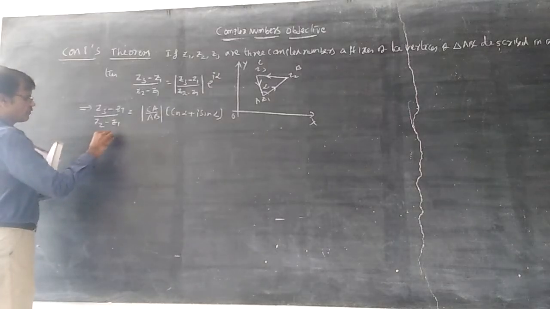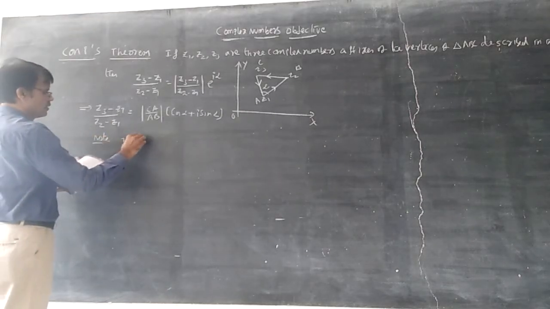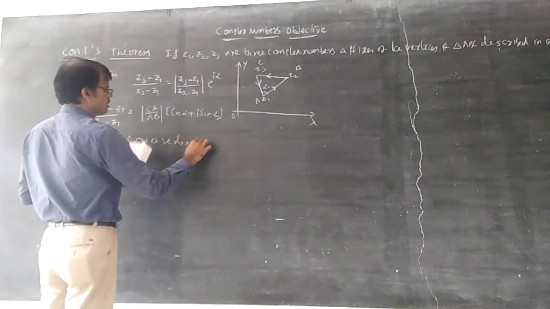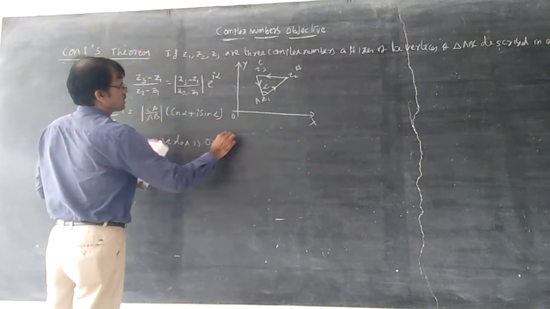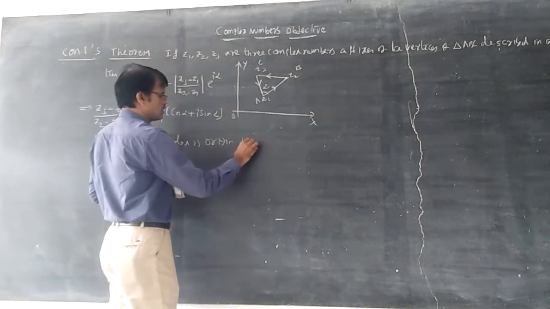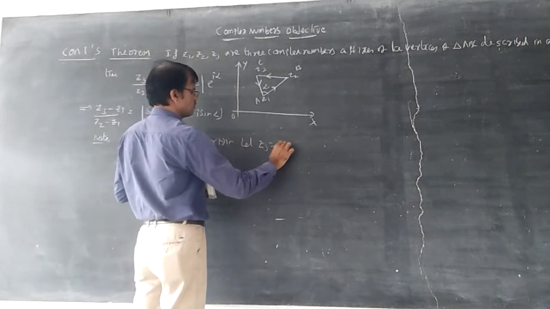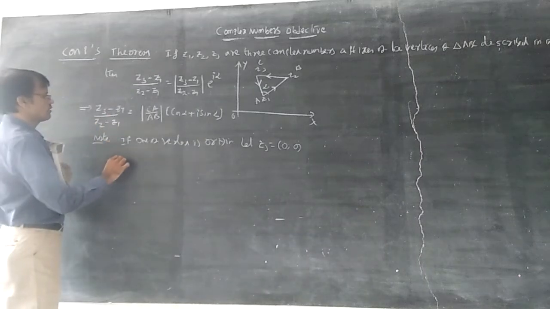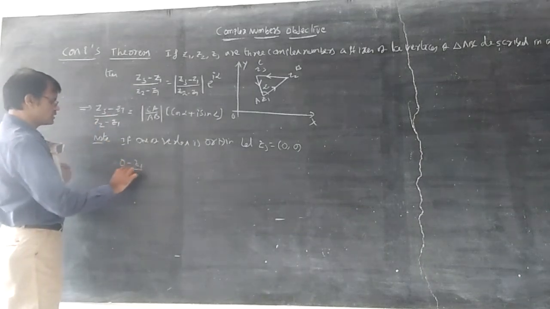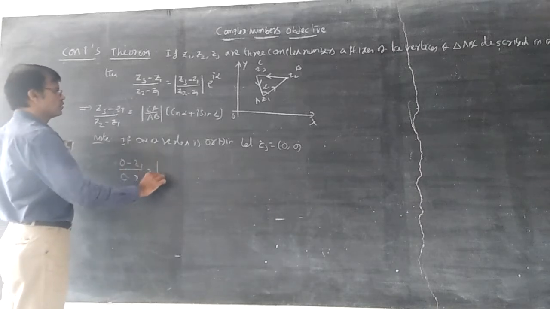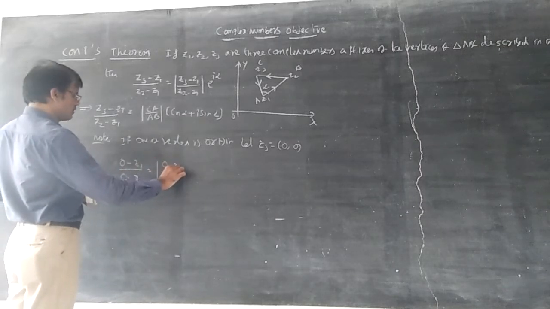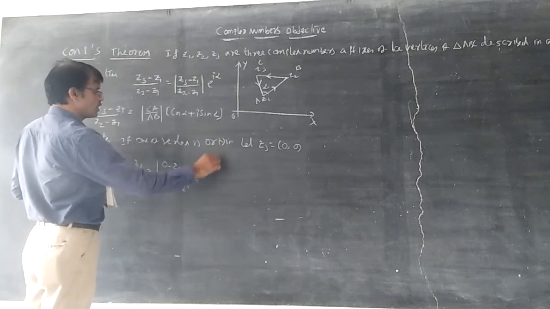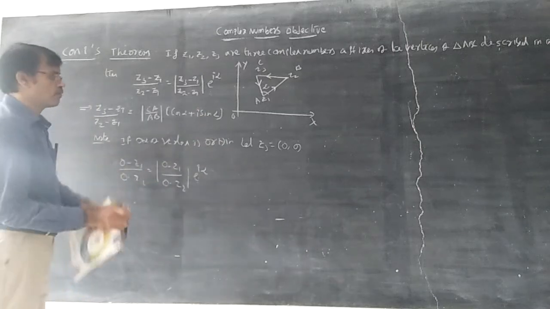If one of the vertices of this triangle is 0, it is better to take Z3 as 0. Let Z3 be equal to 0. Now, by Coni's theorem, (Z3 minus Z1) by (Z3 minus Z2), that is 0 minus Z1 by 0 minus Z2, is equal to the modulus of (0 minus Z1 by 0 minus Z2) into e power I alpha, where alpha is the angle between the common letters.